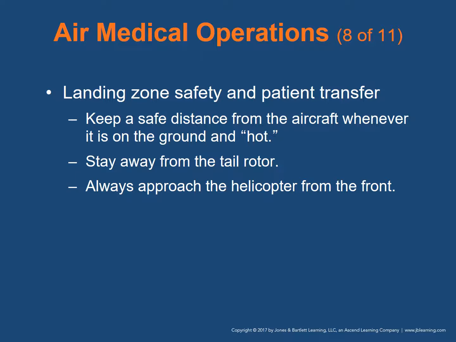One of the number one rules of being around a helicopter is never, ever, ever approach the tail rotor. The tail rotor blades are much shorter than the main rotor blades, and they spin so fast, even during the daytime, that they are difficult to see. You might not even be able to see them. And of course, if one of those gets a hold of you, it almost guarantees your death. So you want to make sure that you stay away from the tail rotor.